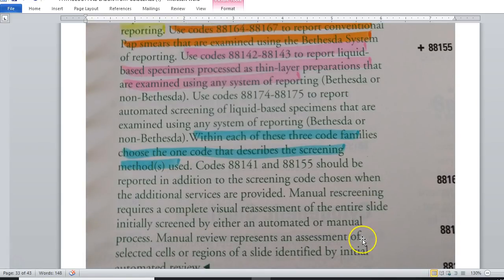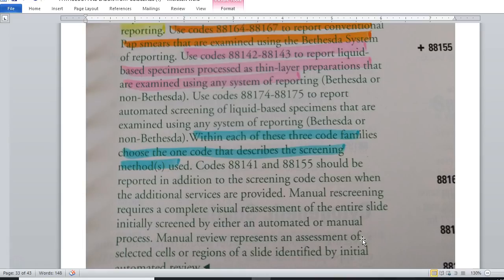Go on, use 88174 to 88175 to report automated screening of liquid-based specimens that are examined using any system of reporting. And within each of these three code families, choose one code that describes the screening method. So again, which best describes the screening method? Codes 88141 and 88155 should be reported in addition to the screening code chosen when additional services are provided.